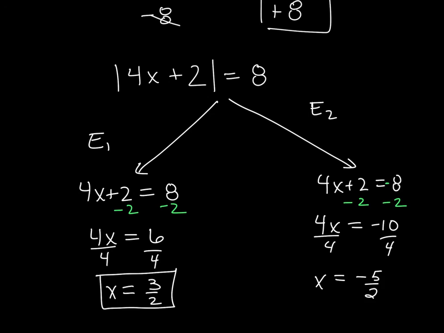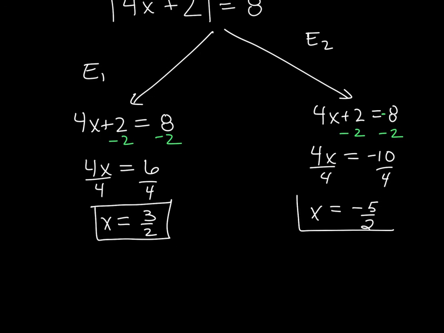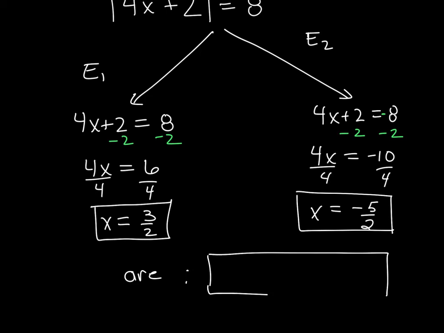Now, because this one has 2 answers, again, how do you put those into the box? You're going to have the solutions are, that colon, and then you're going to have the box where you enter them. And the way you need to enter them in is 3/2, comma, negative 5/2. And that's the way you want to put them into the box to get the correct answer.